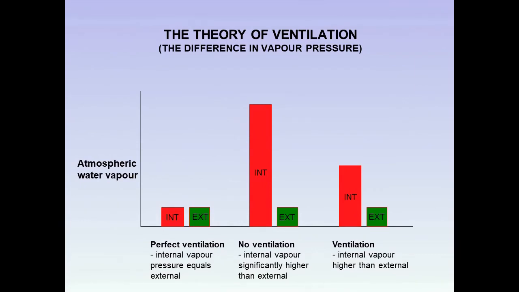Perfect ventilation would throw out all the internal air and replace it with external air, so we'll have the same amount of vapour outside as inside. With no ventilation, internal vapour is significantly higher than external because it's not being swept out. In reality, we could call it ventilation: internal vapour is higher than the external, but at an acceptable level because it is being diluted and partly thrown out by means of the external air.